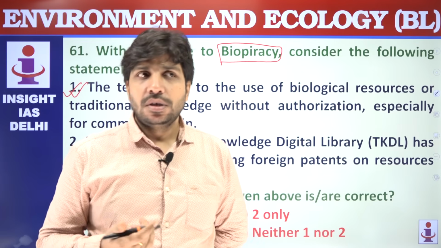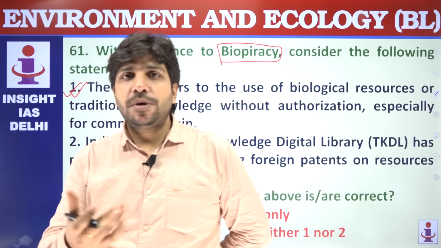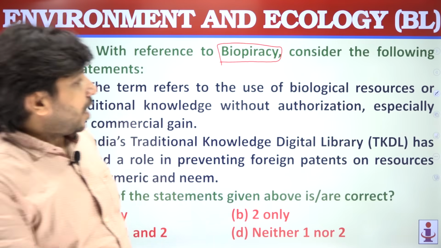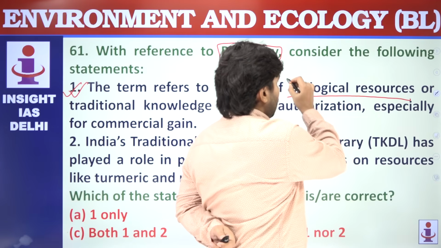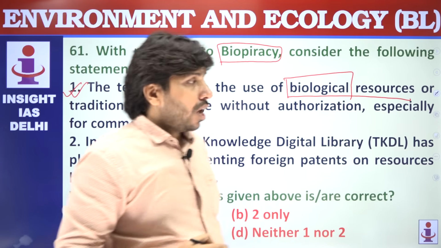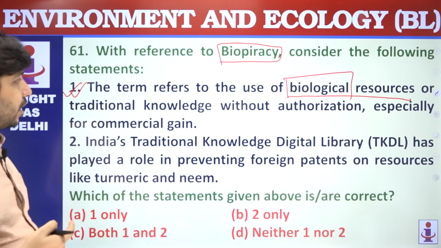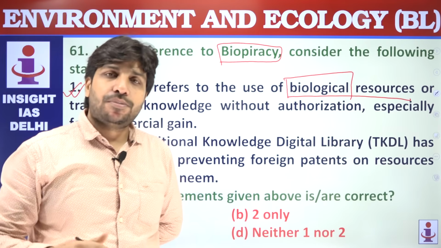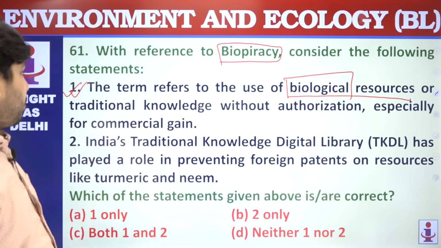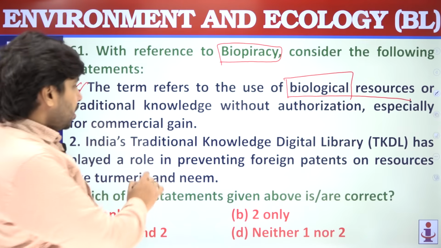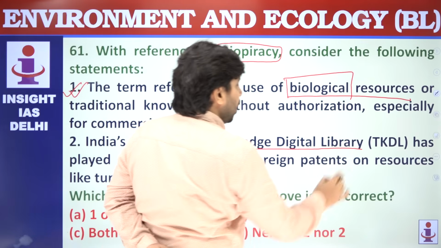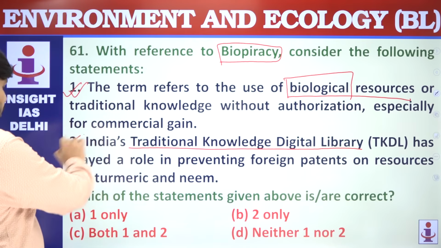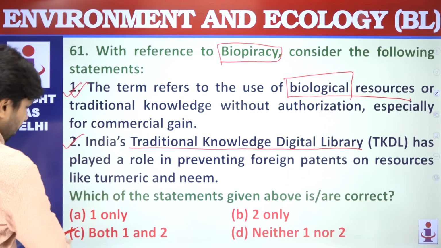That is called piracy. If there is a book and you read it by photocopying it, that is called piracy. What is biopiracy? If a resource is biological and you are using it without the authorization of the concerned person, people, or authority, then that is called biopiracy. India's TKDL, Traditional Knowledge Digital Library, is actually an attempt to prevent biopiracy. So statement 2 is also correct. Both are correct.